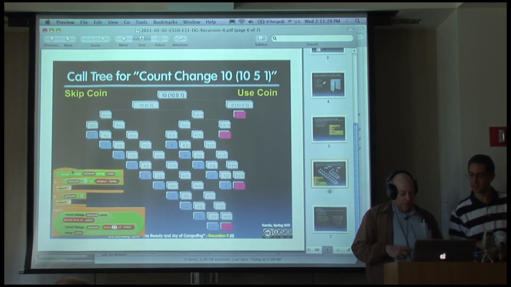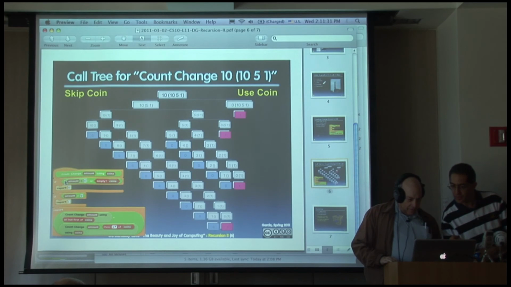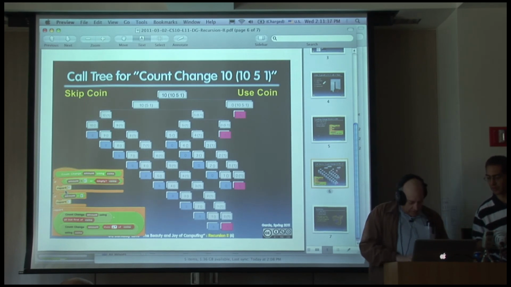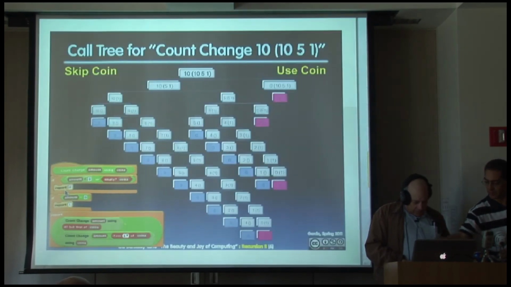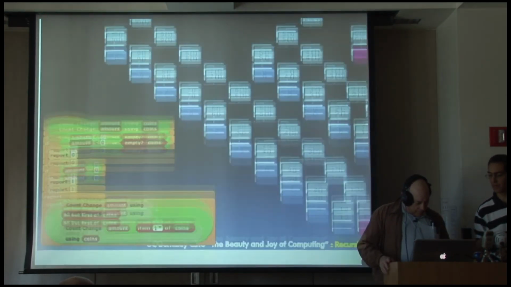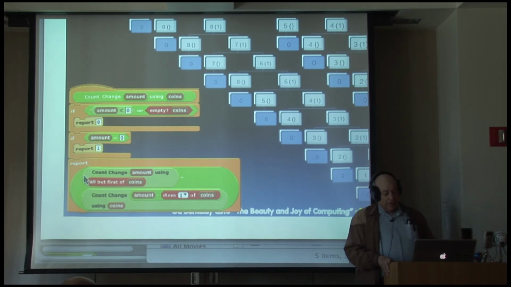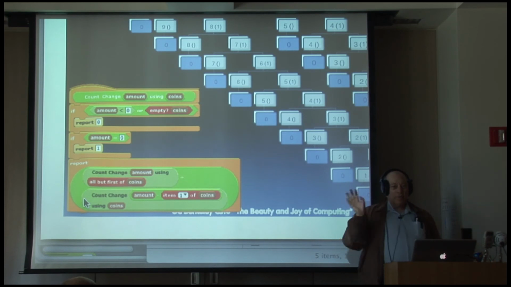So this is all the different ways to make change for 10 cents. But the important part is down here, which I'm going to scroll into. You can hit Apple Plus. This is a much simpler version. So right here are the two recursive calls to count change, and instead of drawing pictures of them, we're just adding the answers.